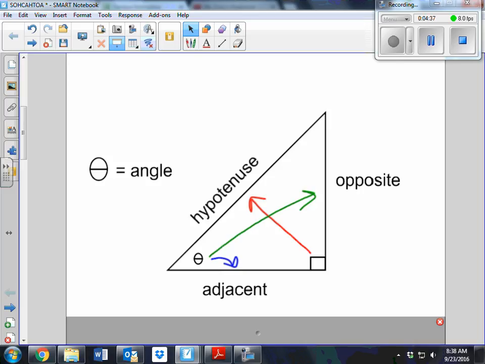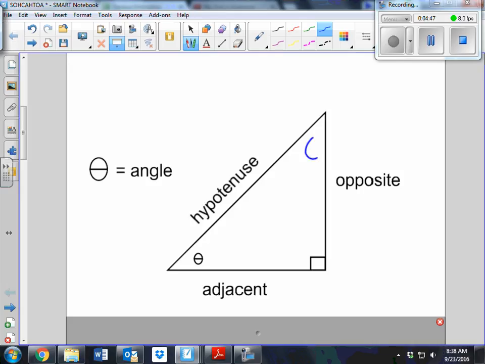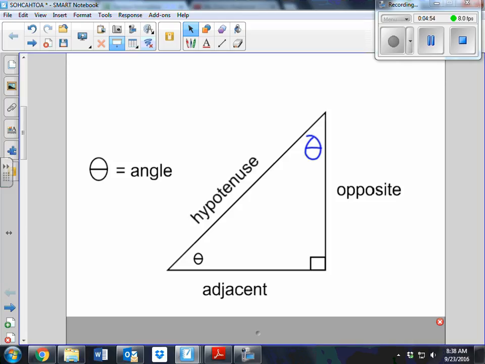So we look at our angle and say, okay, the opposite is relative to where the angle is. In this example right here, my opposite and adjacent would change if I drew this theta right here and asked, where's my opposite? Then this would change to my opposite, and this would change to my adjacent, if this blue theta was the angle I'm referring to.